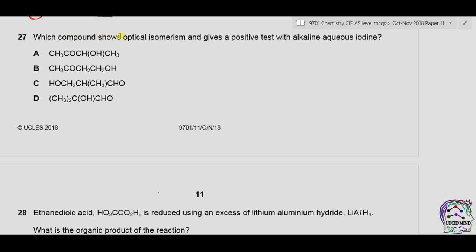Question 27. Which compound shows optical isomerism and gives a positive test with alkaline aqueous iodine? Optical isomerism is shown by those compounds that have a chiral carbon. A chiral carbon is the one that is attached to 4 different elements or groups. And alkaline aqueous iodine gives a positive result only with those compounds that have CH3 attached to the carbon bearing OH or CH3 attached to the carbonyl carbon. Let's find out the chiral carbon.